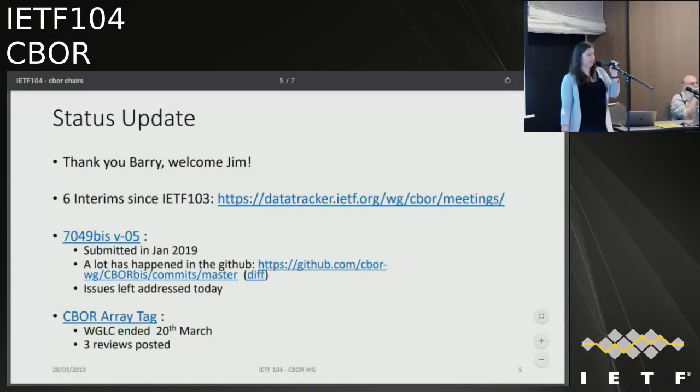About the 7049 BIS, we are now at version 5. It was submitted in January 2019, but a lot has happened in the GitHub since. So you can see the diff there. And I hope we can address the leftover issues today in Carsten's presentation. About the CBOR array tag, the working group last call ended a couple of days ago, or 1 week ago. There were some reviews posted. Also, we will discuss the raised points if there is any controversy, and then Carsten should make an update.